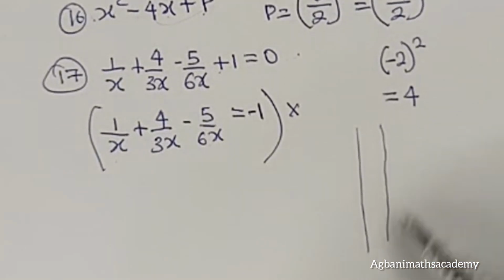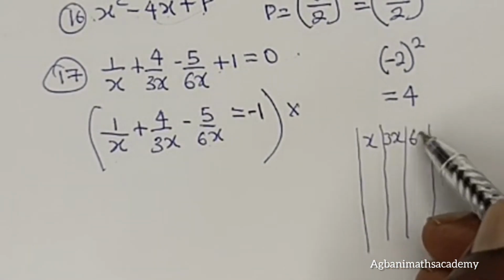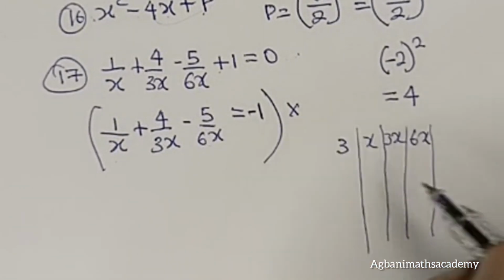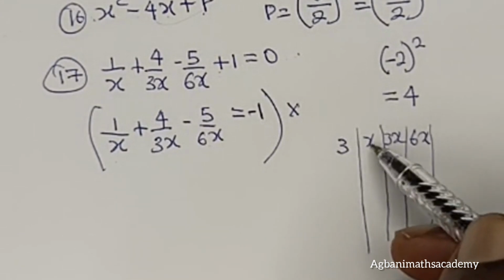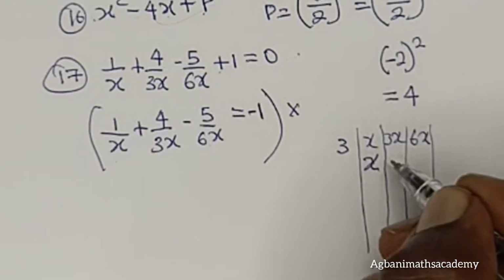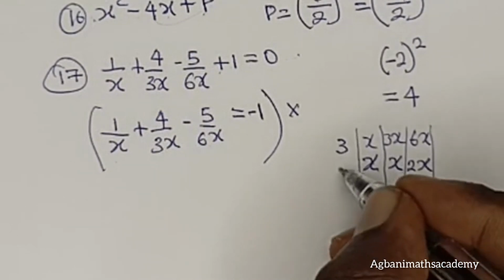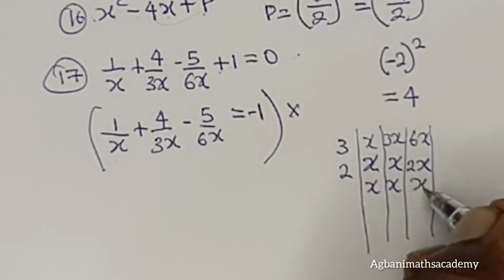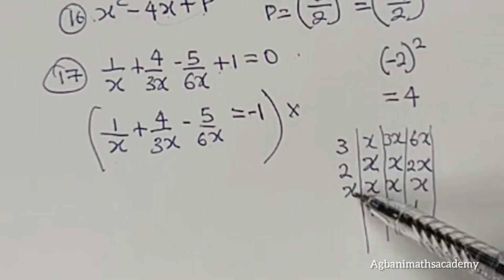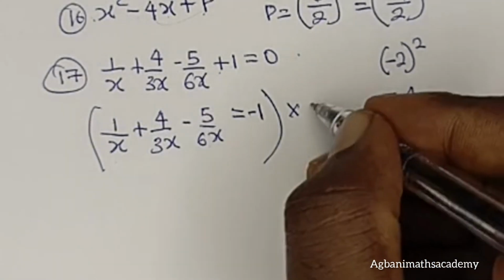Let's see. x, 3x, 6x. So we divide all through by 3. x and 3 have nothing in common, so we'll bring 3 down, bring x down. 3x divided by 3 will give me x. 6x divided by 3 will give me 2x. We divide by 2, so we have 2, x, x, and x. We divide by x, we have 1, 1, 1. So 3 times 2 times x gives us 6x. So the LCM of x, 3x, and 6x is 6x.